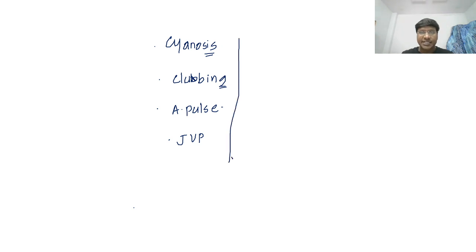If you see the auscultation, first and foremost, what you should comment on is the heart sounds. First you take the first heart sound. Let me tell you, in case of tetralogy of Fallot, there is no problem in your mitral valve or in your tricuspid valve. That is the reason why your first heart sound will be absolutely normal. There will be no problem in the first heart sound.